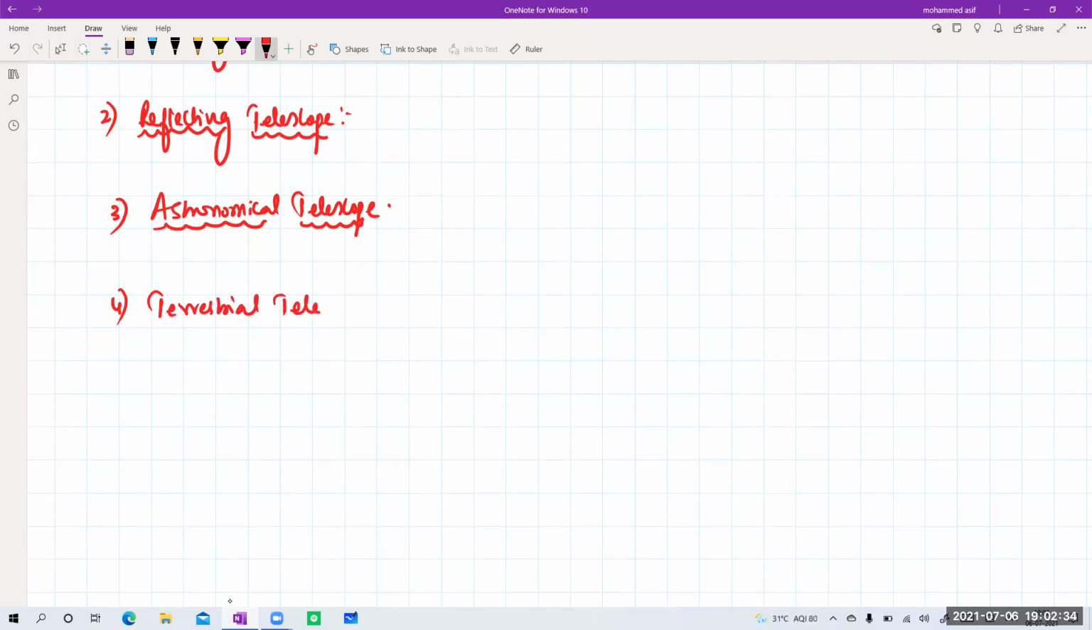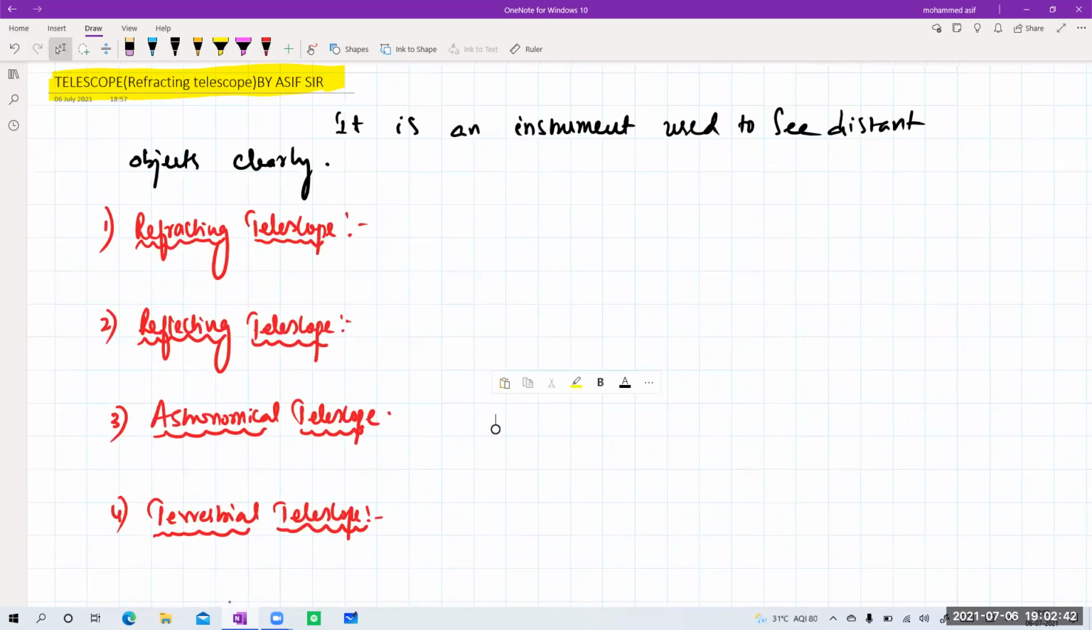Telescope which is used to see what? Cricket matches or any larger objects. Coming to this one, these are the refracting telescopes. Is that clear? So that is the classification of refracting telescopes.